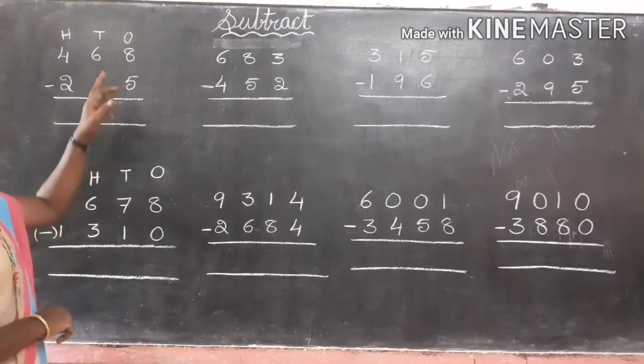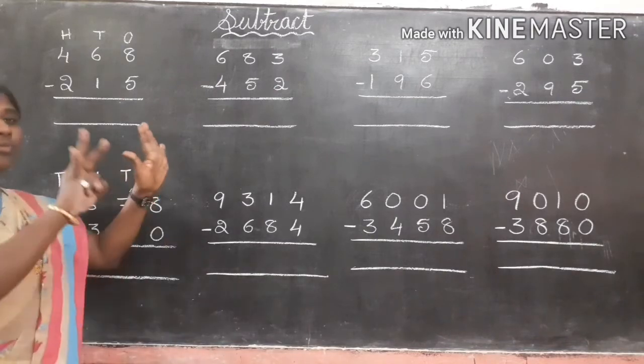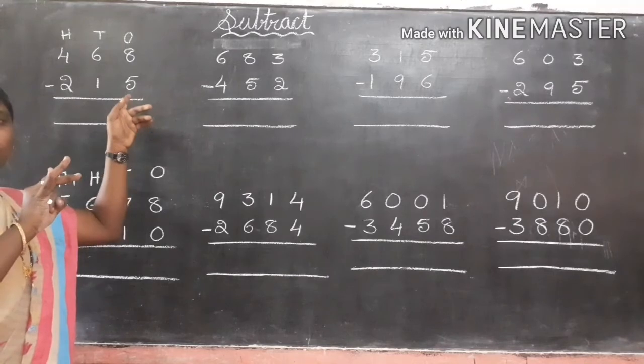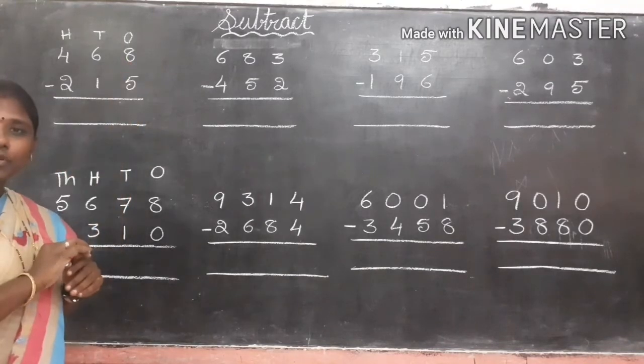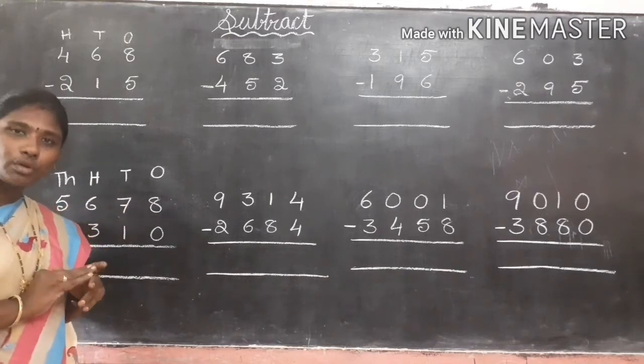8. First we have to take 8 fingers. What is the down number? 5. For the up number we take the fingers, and for the down number, that many fingers we have to close.